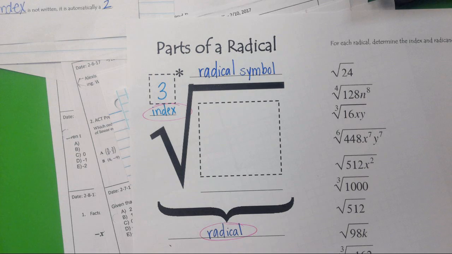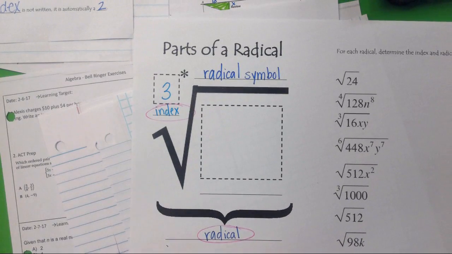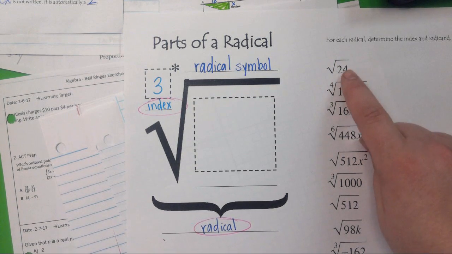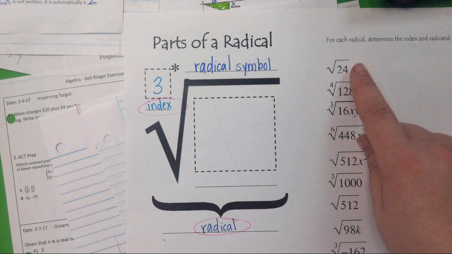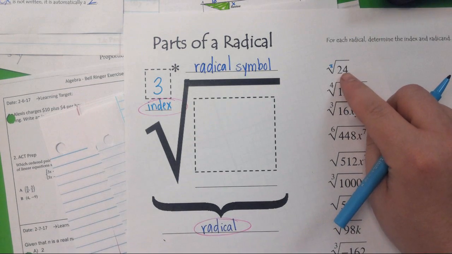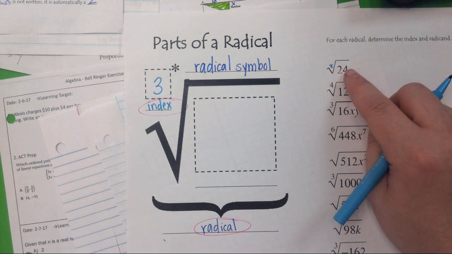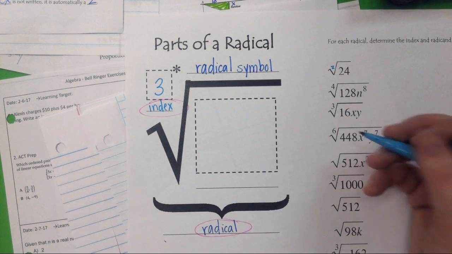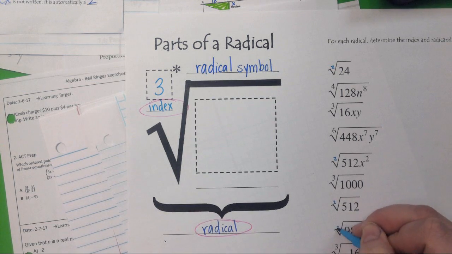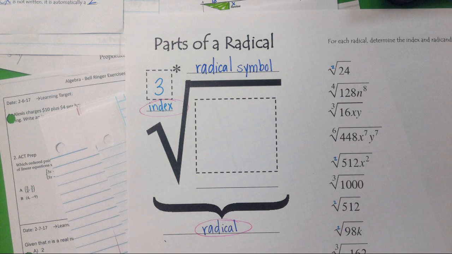Some problems don't write the index. Some problems are just like square root of 24 over here. When they don't write it, it's an understood 2. So if it's just a house, like that first problem over here, it's an understood 2. So if you wanted to, you could go down to the 512 and put in a 2, the 512x squared, and just the 512 and the 98. You can add in 2's on all the ones that don't have anything if you want. If they don't write it, it's an understood 2. So like the square root, they're saying the square root of 24, the square root of whatever.